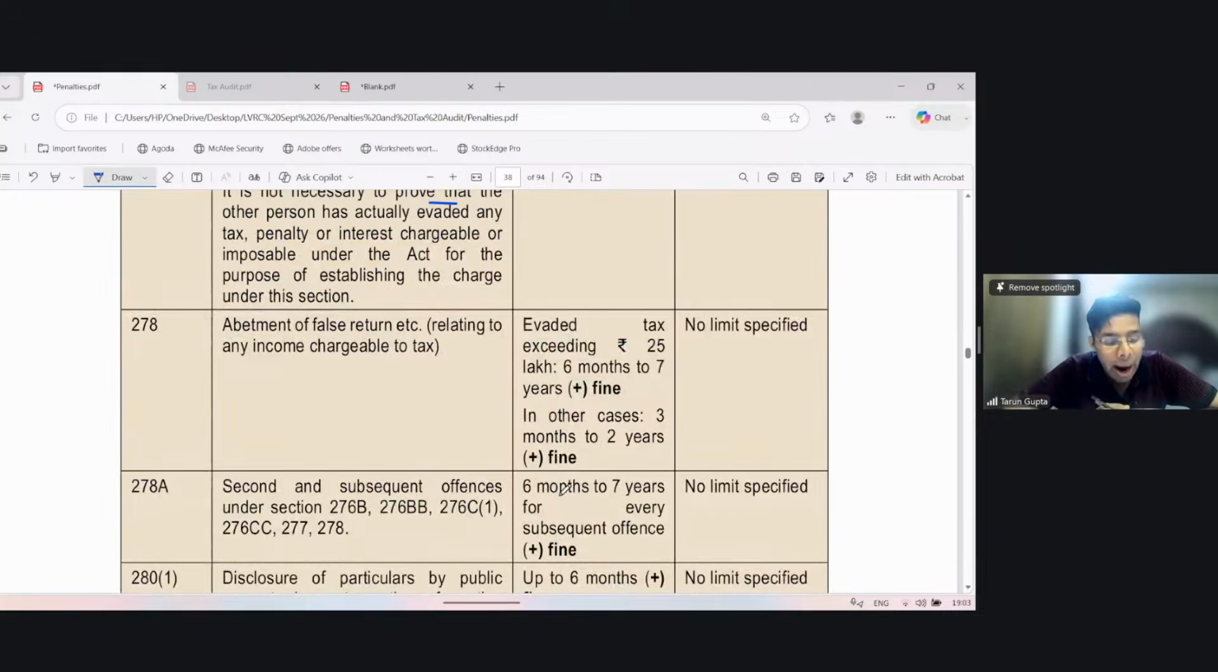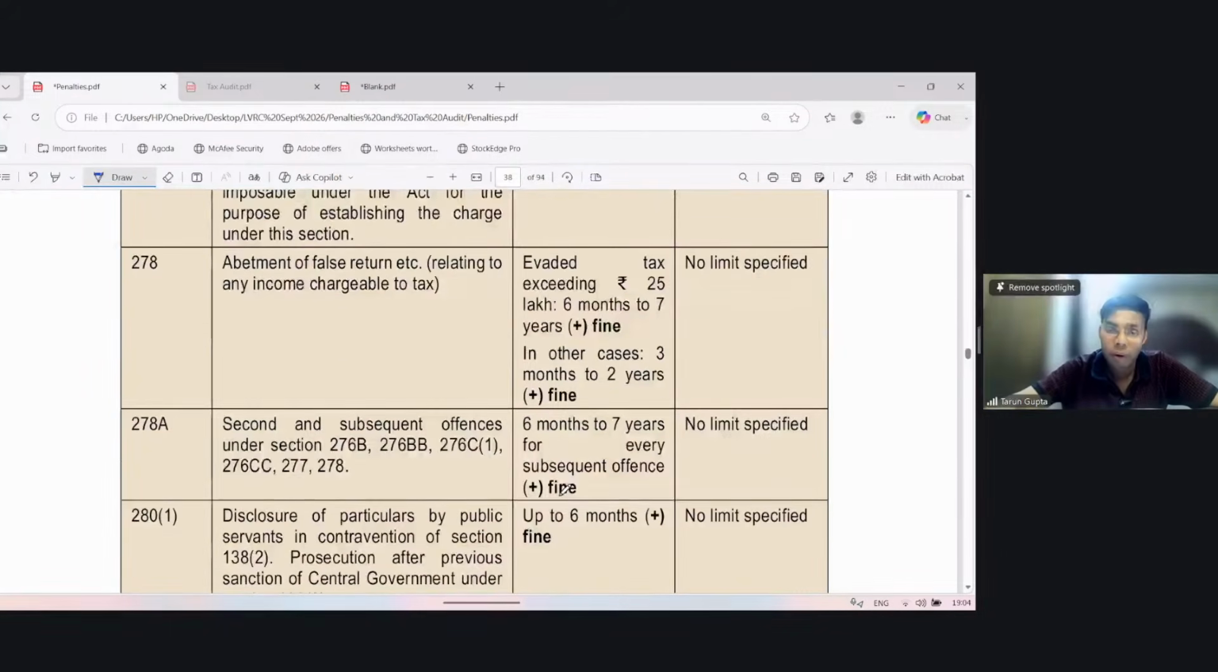278, abetment of false return relating to income chargeable to tax. If the evaded tax exceeds 25 lakh, then 6 months to 7 years. In any other case, it's 3 months to 2 years. Now it talks about subsequent offenses. If there is a second or subsequent offense under section 276B, 276BB, 276C, 276CC, 277 to 278, as we discussed above, then the prosecution shall be for 6 months to 7 years for every subsequent offense plus fine.